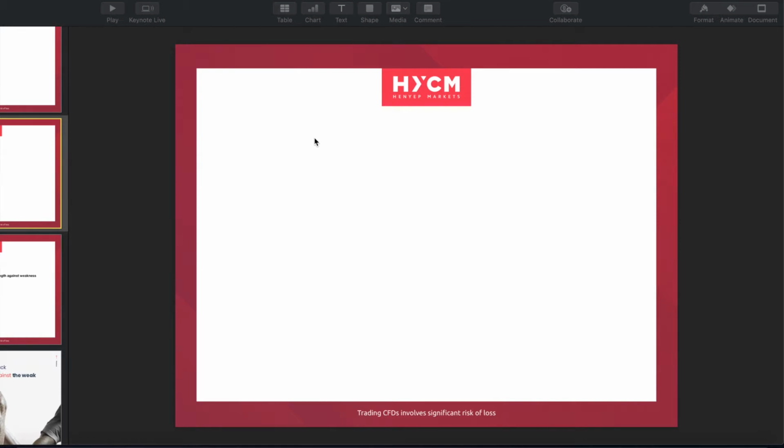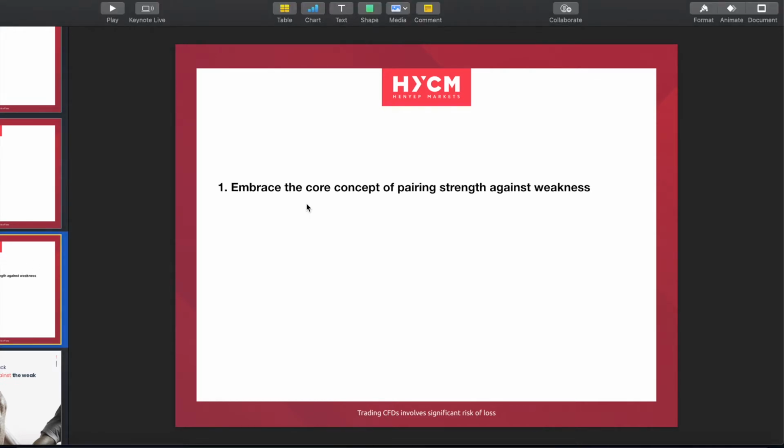Now, when you're deciding which currency pair to trade, the first concept you need to really cement into your mind is this concept. The concept of pairing strength against weakness. This is what gives you the highest probability currency pair to trade. Think of it like this.